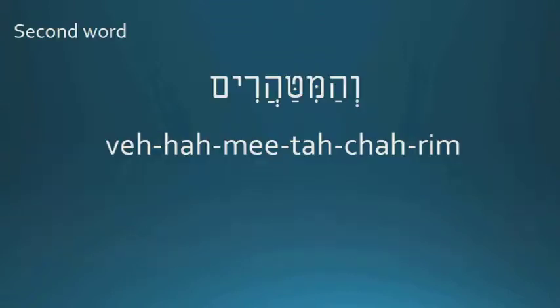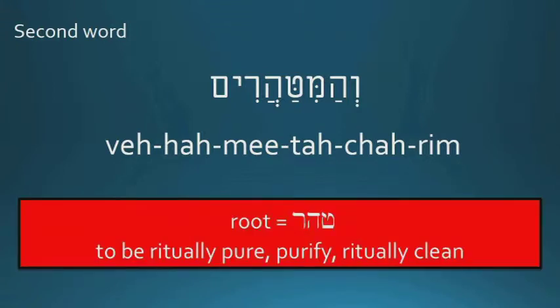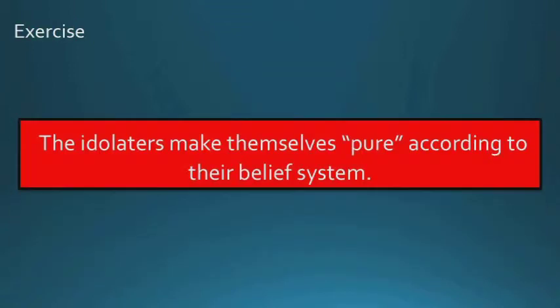The second word that we encounter is V'hamit Takarim. Now the root of this particular word is Tet He Resh, which is the same word as Tahor, and it means to be ritually pure, to purify, or to be ritually clean. We've encountered this word a great deal in our own studies. The idolaters want to make themselves pure according to their particular belief system in order to approach their gods, goddesses, or whatever it is that they're dealing with.